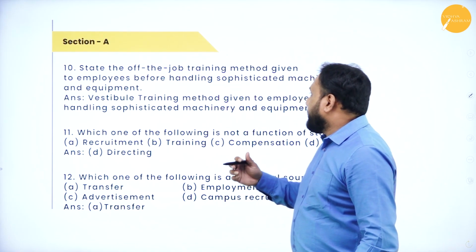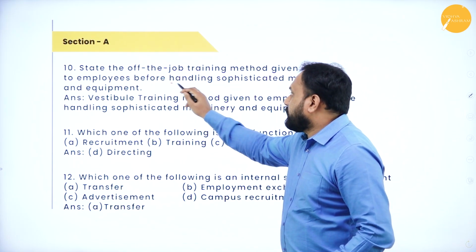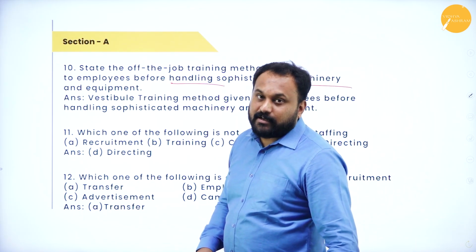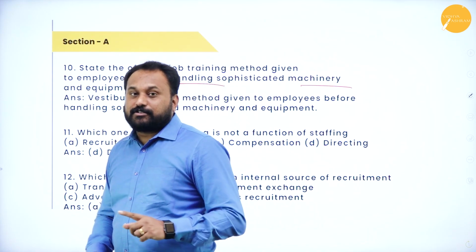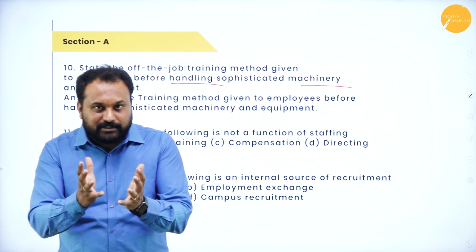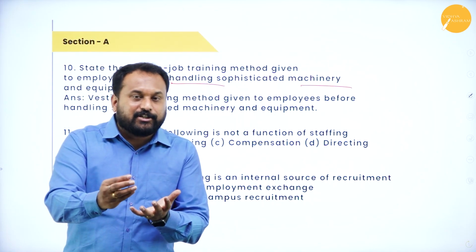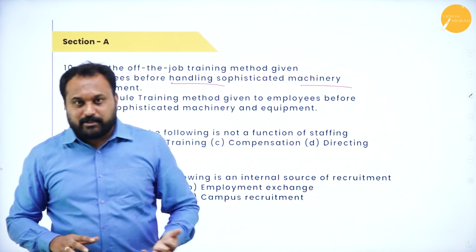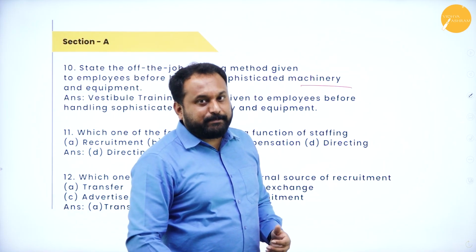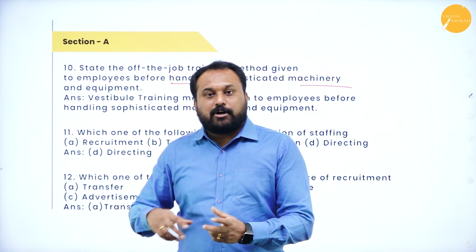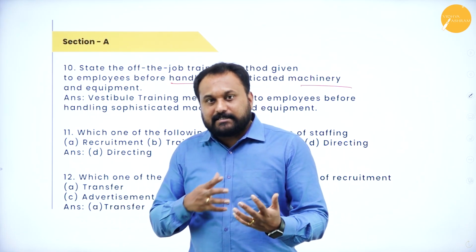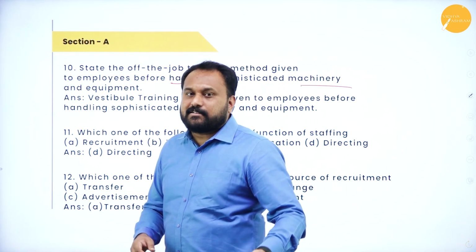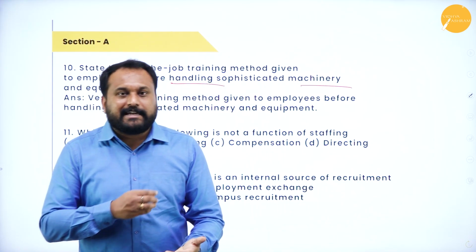State the off-the-job training method given to the employee before handling sophisticated machineries and equipment. Now, I told you about off-the-job training also. See, this is how we train the students. That is, we don't just tell the answer of one particular question. We also tell how you are supposed to write the next answers as well. Now, off-the-job training, why do people give it? For the plumbers or the iron workers or electrician, it is not so complicated. So on the field itself, on the job itself, you can train them.